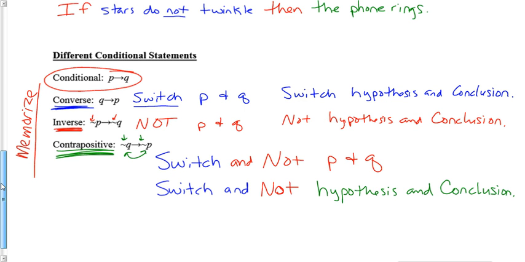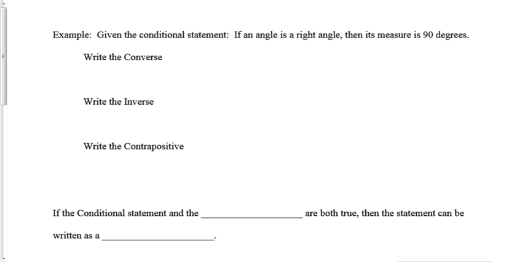So what we're going to do next is we're going to practice. Again, pause the video if you're still writing. So we're starting with a conditional statement. If an angle is a right angle, then its measure is 90 degrees. So the first thing we're going to do is write the converse. So initially my statement is, if P, then Q. So again, my P is this, and my Q is this. So for our converse, what we're going to do is we're going to switch those.